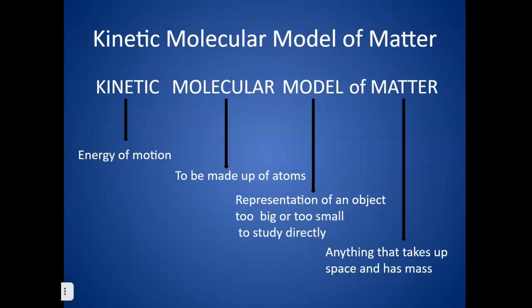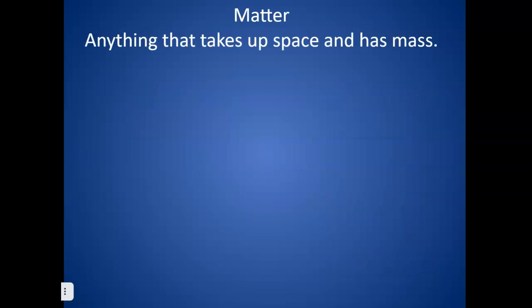And matter, of course, is anything that takes up space and has mass. So when we're talking about the kinetic molecular model of matter, we're talking about the different phases of matter, solids, liquids, and gases, and how they are represented in a model form, looking at the motion of their molecules. So there it is, all broken down nicely. So if you know that anything that takes up space and has mass is matter, you probably know that there are four phases of matter, or states of matter. So solids, liquids, gases, and plasma.